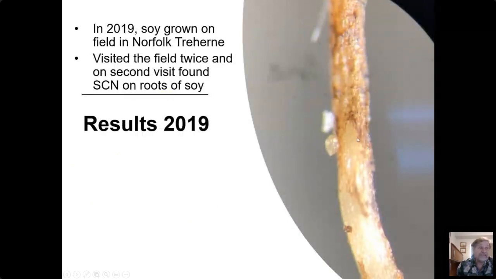One of those fields, actually luckily the one with the highest levels, the 14 cysts per kilo of soil, was growing soybean the following year. And we hunted and hunted the roots in that field, and we found just 1 cyst on a root sample here, and there she is. But that's not enough; we couldn't get a population off this to grow in the laboratory on soybean and so forth.